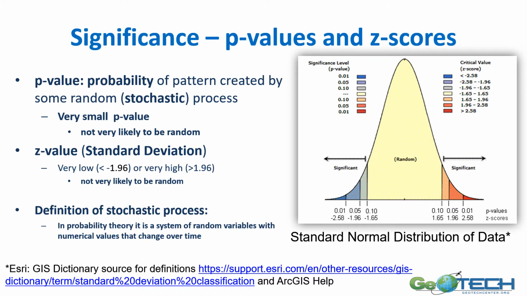This is that normalized bell curve, and you can see that there are significance levels for the p-values and critical values for your z-scores. And the bottom of it is color-coded with p-values and z-values. P-values are the probability of a pattern created by some random process, stochastic process. A very small p-value is not likely to be random. So we can see on our bell curve here that p-values of 0.01 to 0.10 are significant. Same thing, 0.01, 0.05, 0.01 on the right side of the bell curve. Z-values, if they're very low or very high, are also not likely to be random. A definition for a stochastic process in probability theory is a system of random variables with numerical values that change over time.